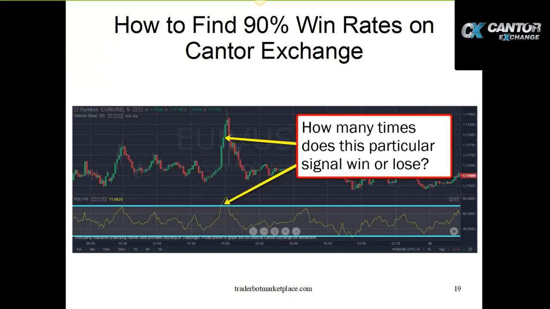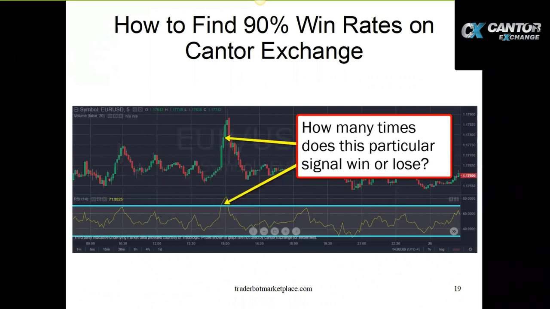If I wanted to buy every time the RSI got up above 70, how often does it win? Do you know right off the bat, how often does that win? Well, we don't. The only way that we know how often it wins is to go back in the charts and look at every single one. And I used to do this, and most traders do.